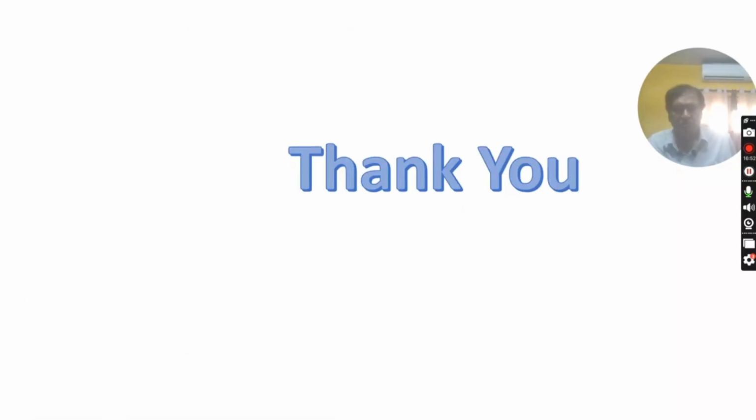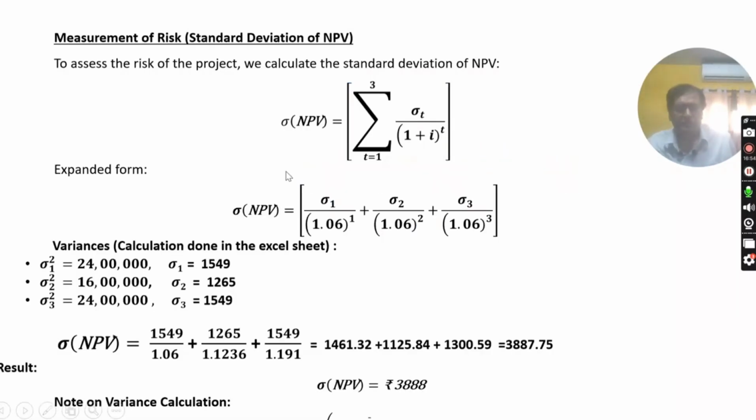So what we have learned? We have learned how to find out the expected NPV and expected risk, or you can say standard deviation, for both the cases when the cash flows are correlated and when the cash flows are non-correlated. We have first discussed the case of cash flows when they are not related, and secondly we have discussed the case of correlated.